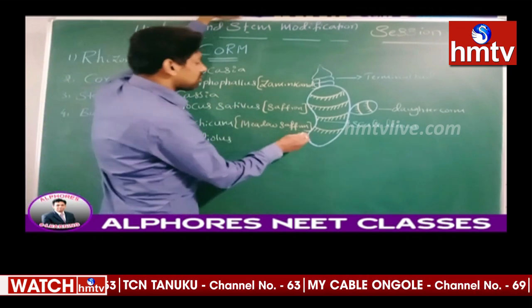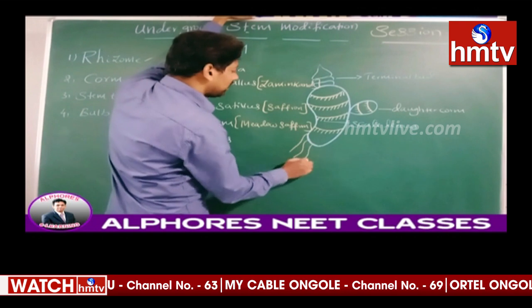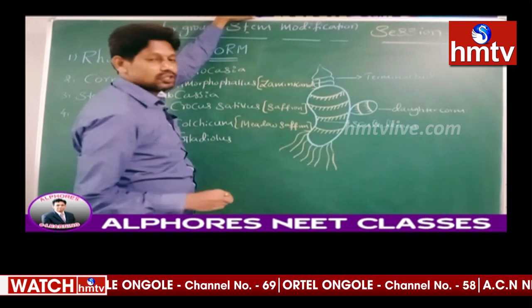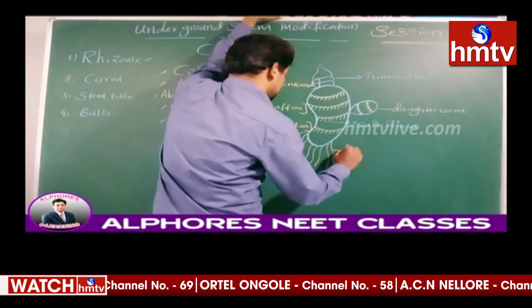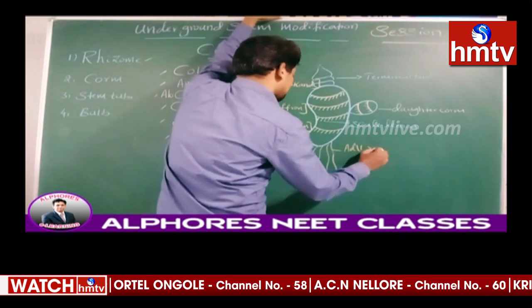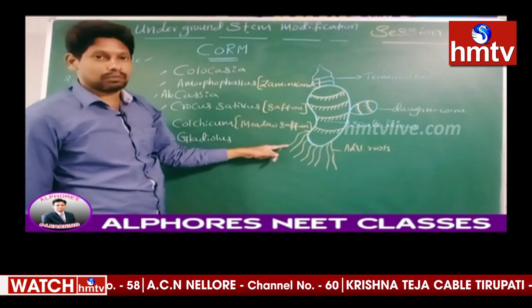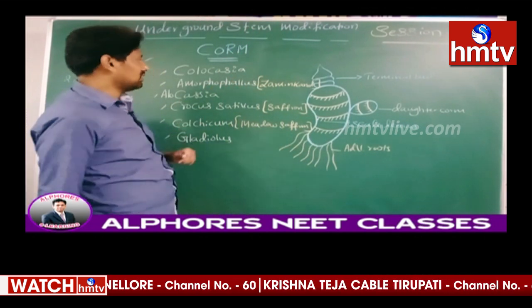Now listen to this statement. In the case of corm, generally adventitious roots are developed from the base of the corm. Which roots? Adventitious roots. From where are they developed? From the base of the corm.